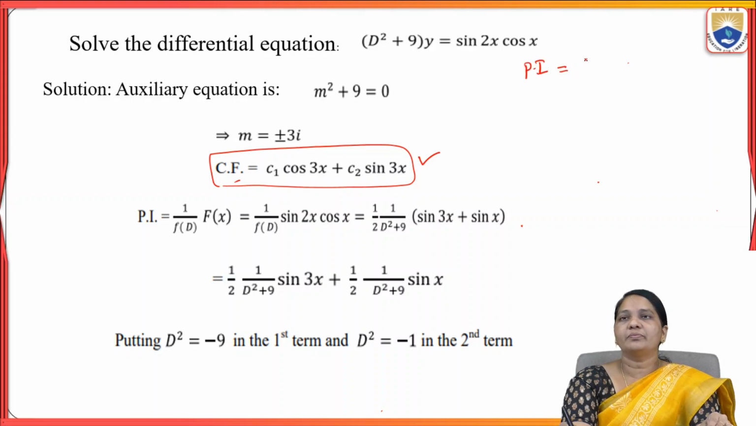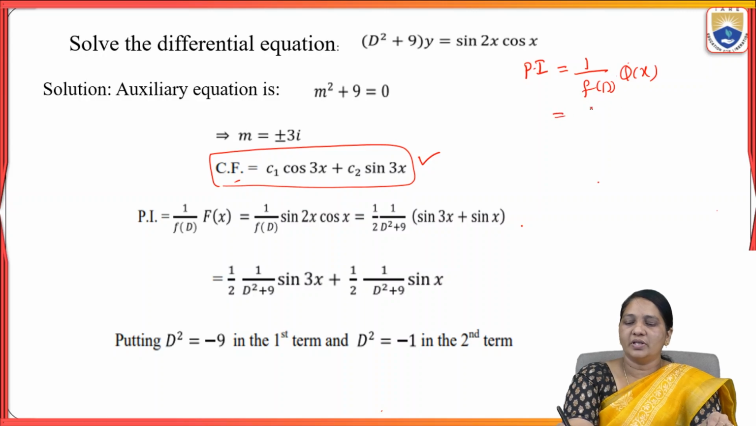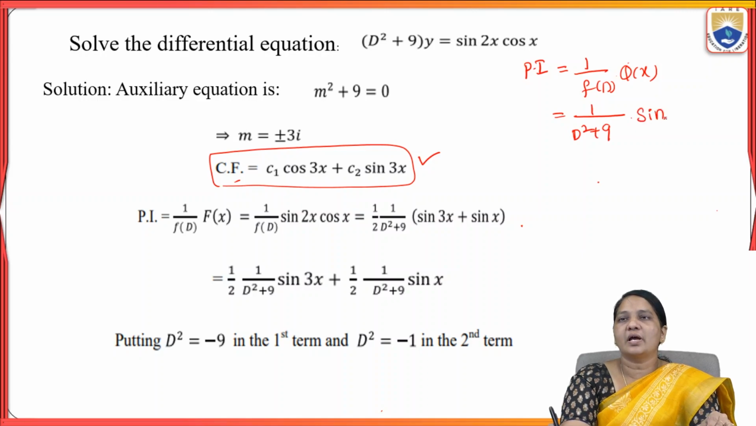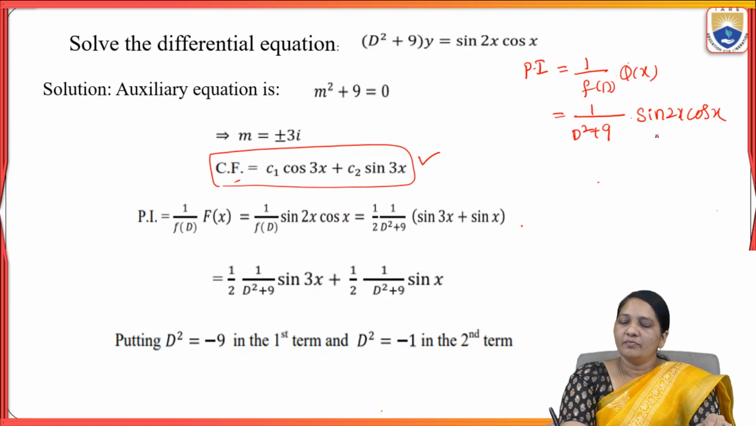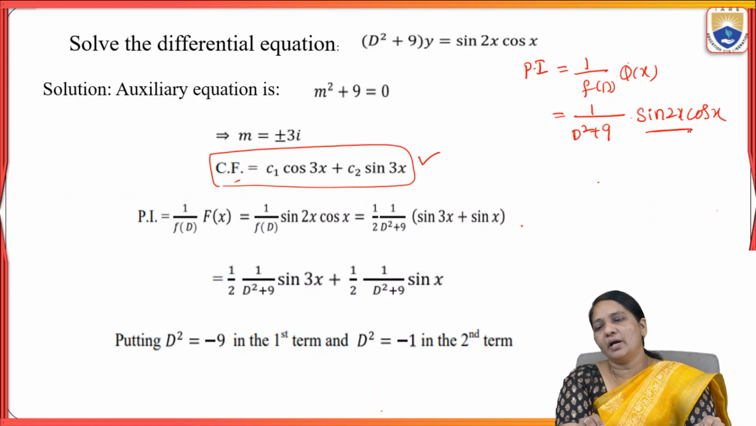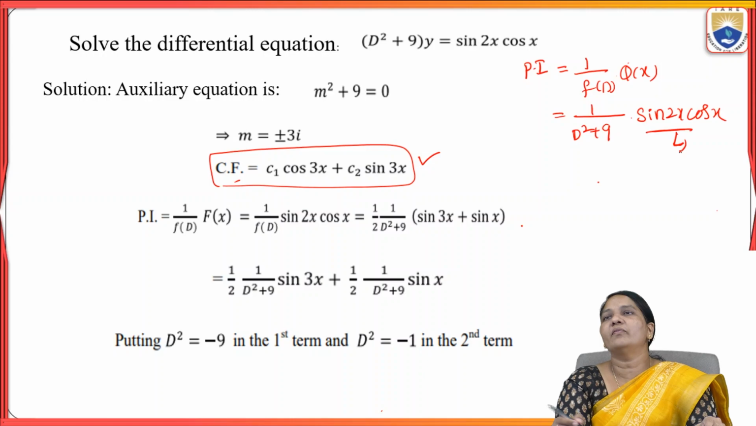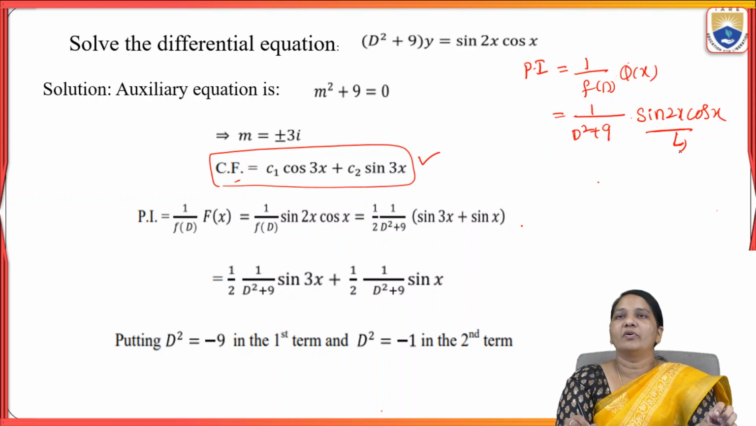What is the formula for the particular integral? 1 by f of d into q of x. So 1 by f of d, where f of d value is d square plus 9, into q of x value is sin 2x into cos x. Here we don't have the form like this, but by using the trigonometry formula, we can convert into the form we have in method 2.